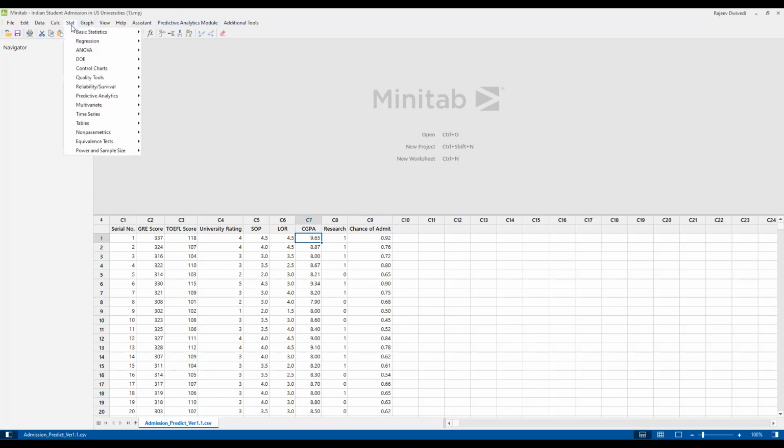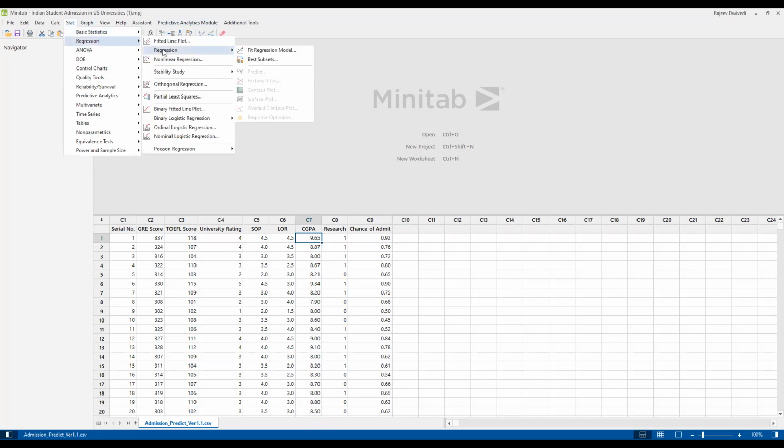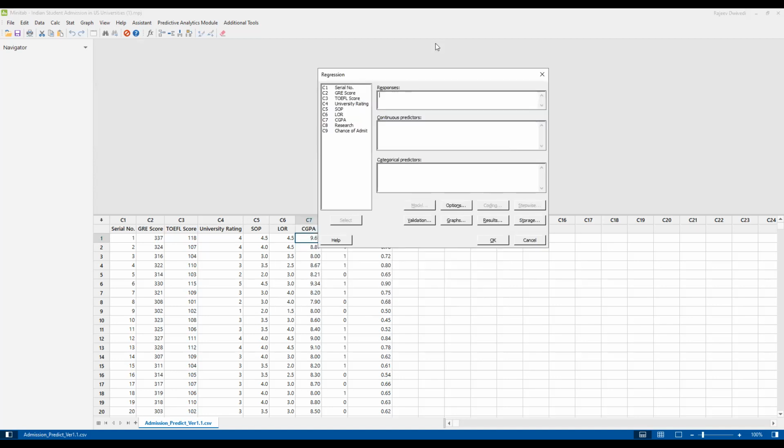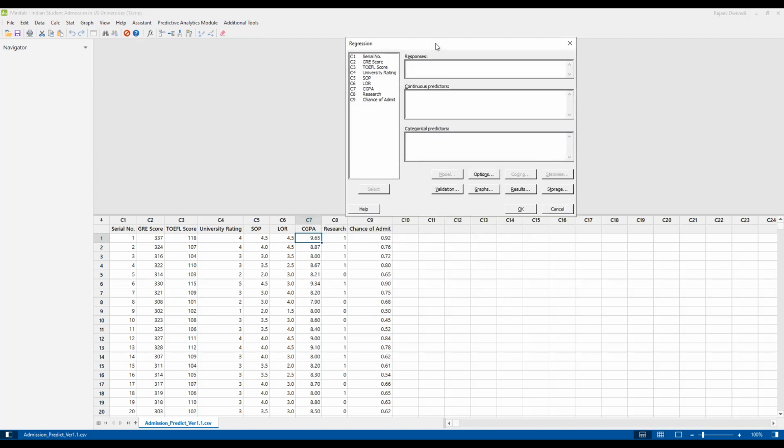So I go under Stat, then Regression, Fit Regression. We are going to use only one method called OLS, the ordinary least squares method, and we will learn more in the next class, which is 520. Response means the dependent variable. We are going to use only one: the chance of admission, and this is GPA.